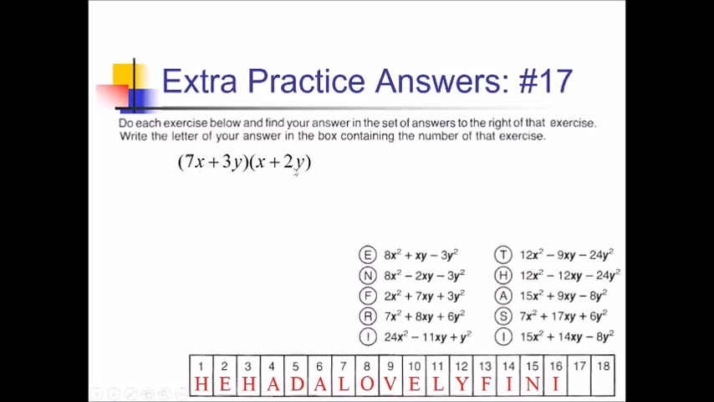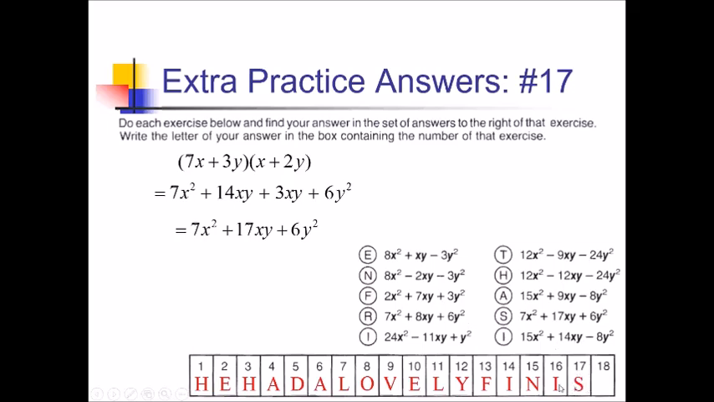Let's go ahead and FOIL this next one out. 7x times x, that's 7x squared. 7x times 2y is 14xy. 3y times x, that's 3xy. And 3y times 2y, that's 6y squared. 14 and 3 combine to give us a 17xy in the middle. And 7x squared plus 17xy plus 6y squared is going to be this S right here. So 17 is an S.